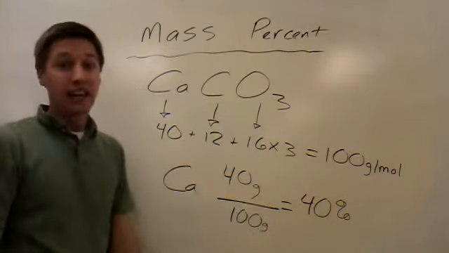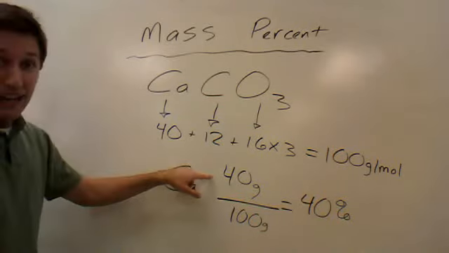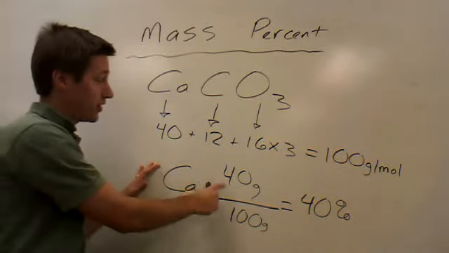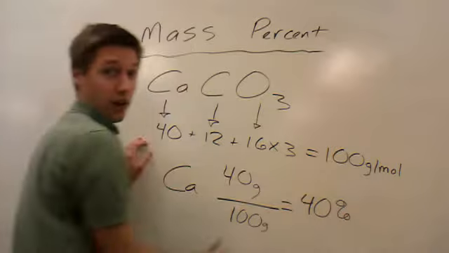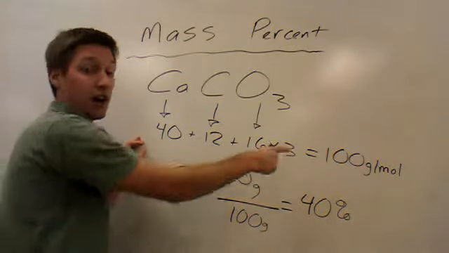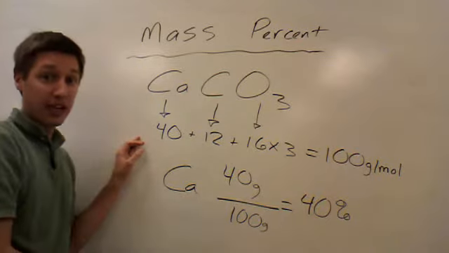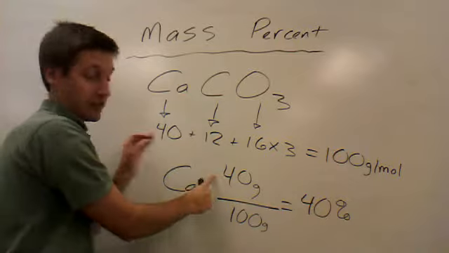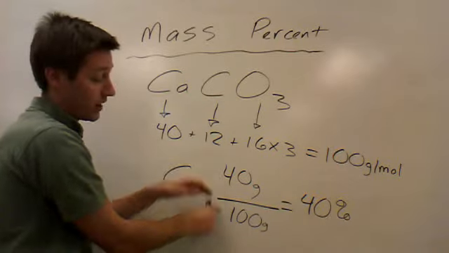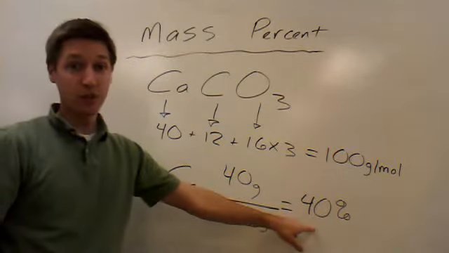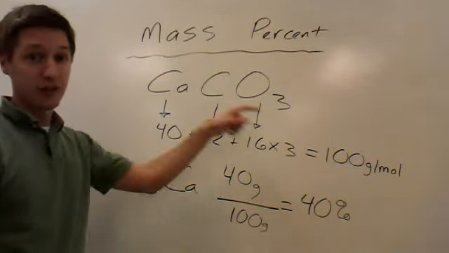To do this, you take the mass that one brought. Considering calcium, we'd say, well, of this total mass of 100 grams, calcium has a mass of 40 grams. It brings 40 grams of the 100 grams. So what percent by mass is calcium in calcium carbonate? You take the mass we're interested in, 40, divided by the total mass, and that gets your percentage. Calcium makes up 40% by mass of calcium carbonate.